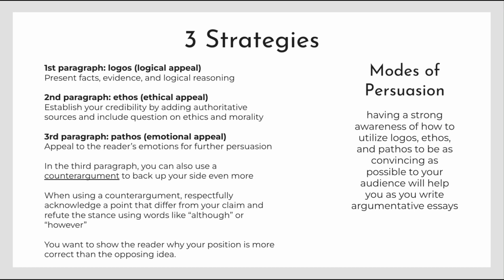For the second paragraph, you can use ethos, which is ethical appeal. This is where you establish your credibility by adding authoritative sources and include questions on ethics and morality. For the third paragraph, you can use pathos, which is emotional appeal, where you appeal to the reader's emotions for further persuasion. In the third paragraph, you can also use a counterargument to back up your side even more.